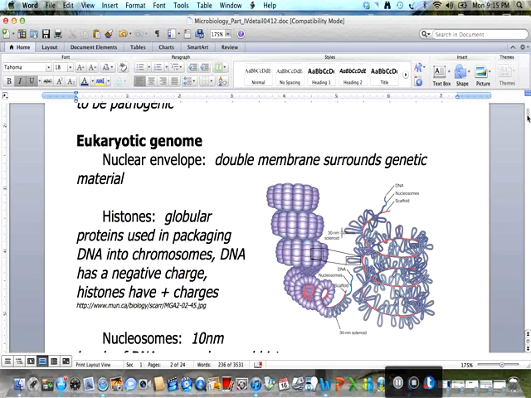The eukaryotic genome is surrounded by a nuclear envelope consisting of a double membrane surrounding the genetic material. Globular proteins called histones are used in packaging the DNA into chromosomes. The DNA is negatively charged, which attracts it to the positive charged histones.